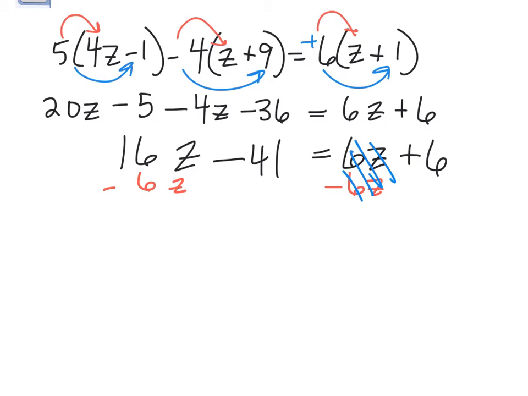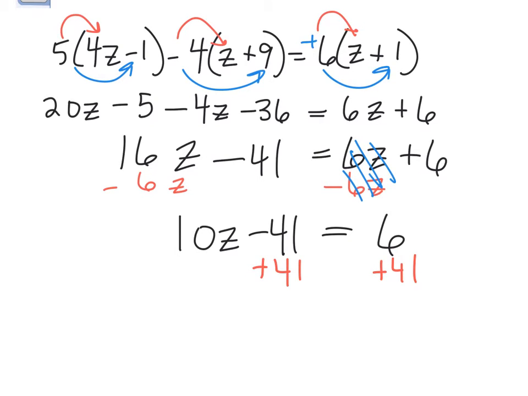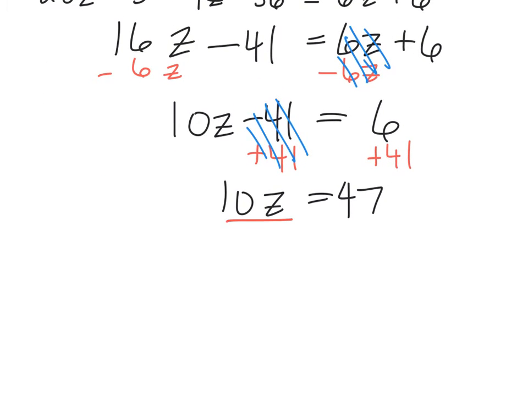And so 16z minus 6z gives us 10z. Minus 41 is equal to 6 because these guys go away. Now I'm going to add 41 to both sides because that makes these guys go away. And you end up with 10z is equal to 47. And then we're going to divide both sides by 10.